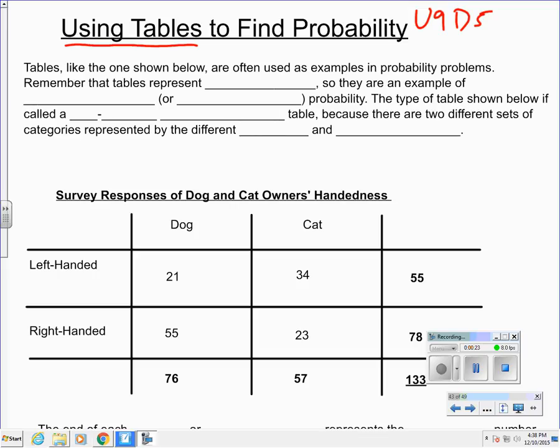So tables are a very common example used in probability problems. One thing to remember about tables, unlike with the dice or the cards, is that tables represent results. So they're an example of experimental probability, but not theoretical probability. Another word for experimental probability is empirical probability.